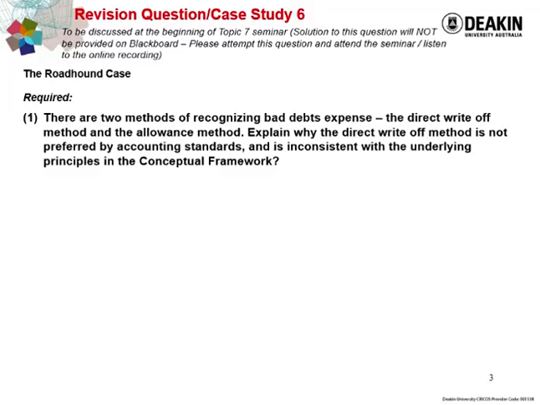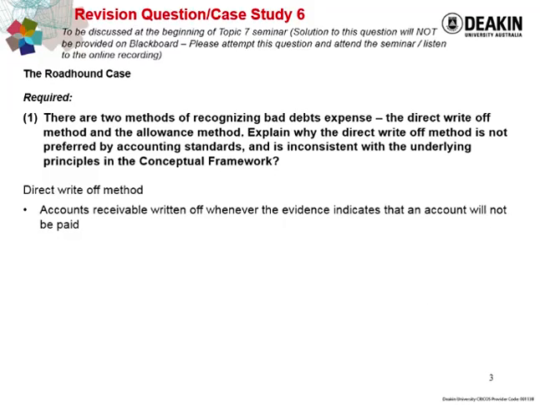In the previous topic, we learned that we can use 2 methods to account for bad debts, the direct write-off method and the allowance method. In the first question, you are required to explain why the direct write-off method is not preferred by accounting standards. Why is it not consistent with the conceptual framework principles? And what are the limitations? So there are several limitations that you can highlight.